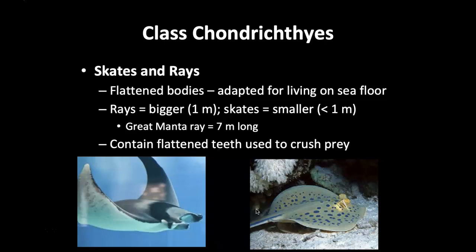The great manta ray, which is in the bottom left-hand corner, that's actually going to get over 7 meters long from wingspan to wingspan. They contain flattened teeth that are located usually at the bottom of their sides, and these are used in order to crush prey. And they like to feed on all of those shelled bivalves that we talked about earlier, and the other mollusks that would be located there as well.